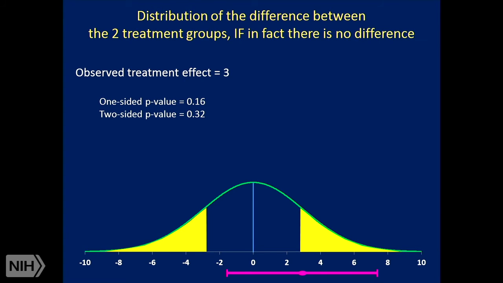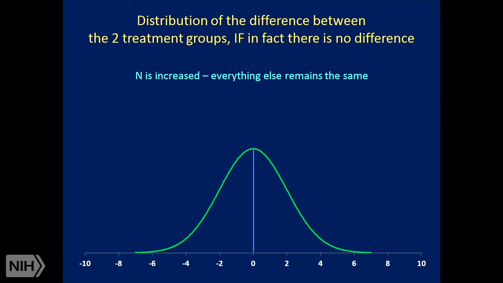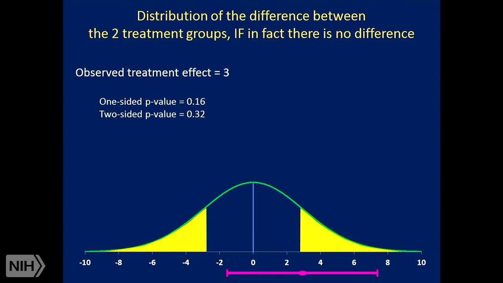The treatment effect is 3, but the confidence interval covers 0, and basically the p-value is greater than 0.05. Bottom line, you don't reject H0. You claim no difference between the two treatments.